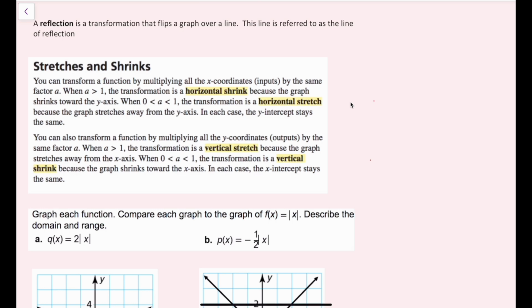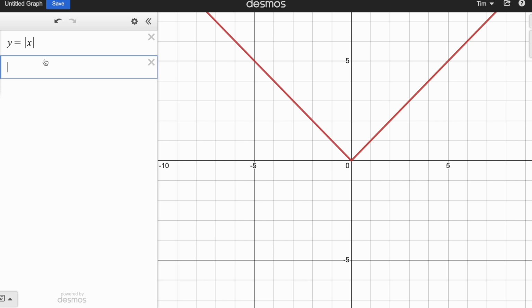So let's go back to Desmos. So I have my parent function, y equals the absolute value of x. And now let's take a look at y equals the absolute value of b times x, where b is just some number, and I'll add my slider. So right now, b is 1. And remember, this b is on the inside of the function. So we should be expecting a horizontal change.